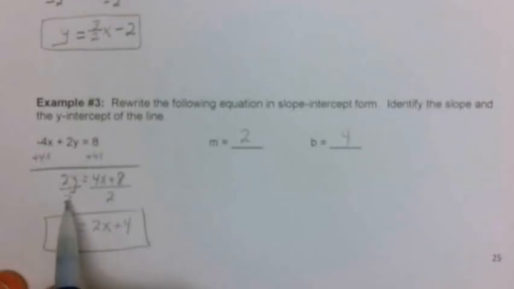Okay, so again, whatever you do on one side, do to the other side. Divide each side by 2. 4x divided by 2 is 2x. 8 divided by 2 is 4.